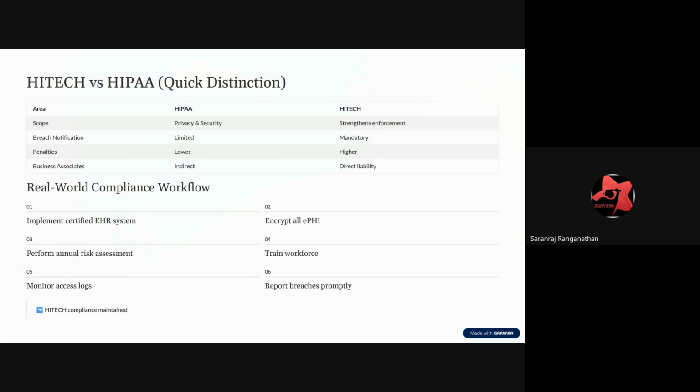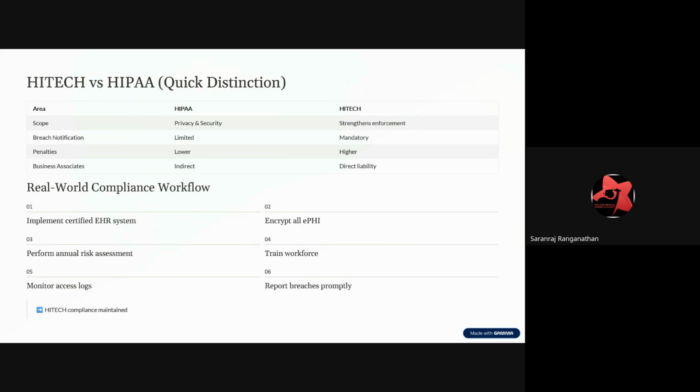Breach notification is limited in HIPAA, whereas in HITECH it is mandatory. If any breach is happening, we have to inform certain people, but what action can we take? When you come under the HITECH Act, definitely you will be sued and rolled out from the entire industry itself. That is what HITECH will ensure. Then penalties: lower penalties in HIPAA, whereas in HITECH, higher penalties.